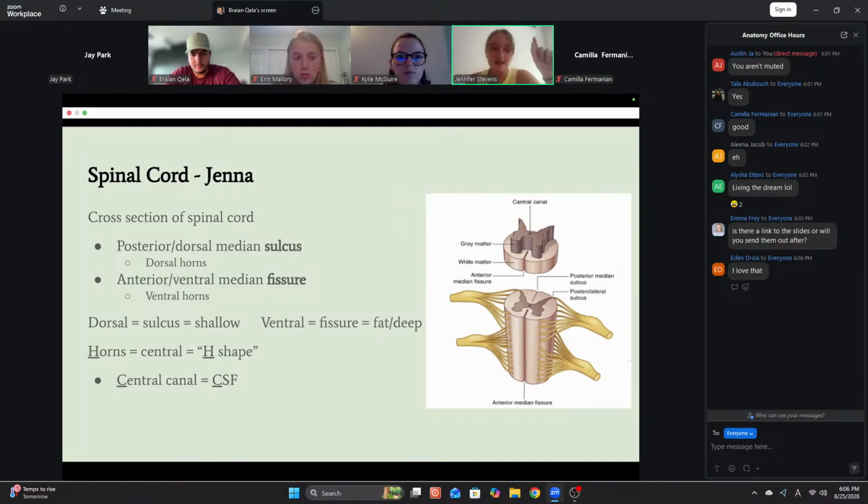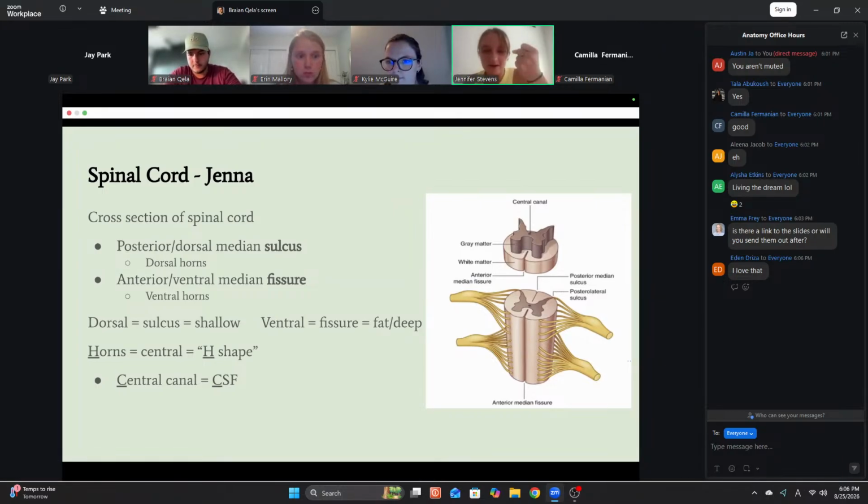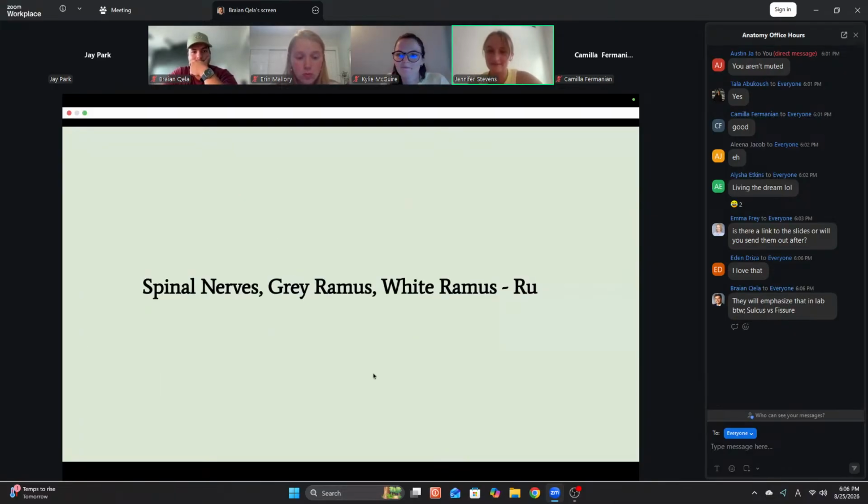And then the horns, those are the H-shaped looking things, the gray matter, that's the central part of the spinal cord. And then at the very center, the little hole you can see in the photo, that's the central canal, which has your cerebrospinal fluid. So this is just some basic, easy stuff, I think. Yes, they will emphasize that in lab a lot.